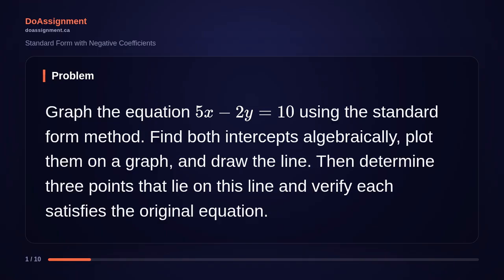Graph the equation 5x minus 2y equals 10 using the standard form method. Find both intercepts algebraically, plot them on a graph, and draw the line. Then determine 3 points that lie on this line and verify that each one satisfies the original equation. Now let us work through the solution step by step.